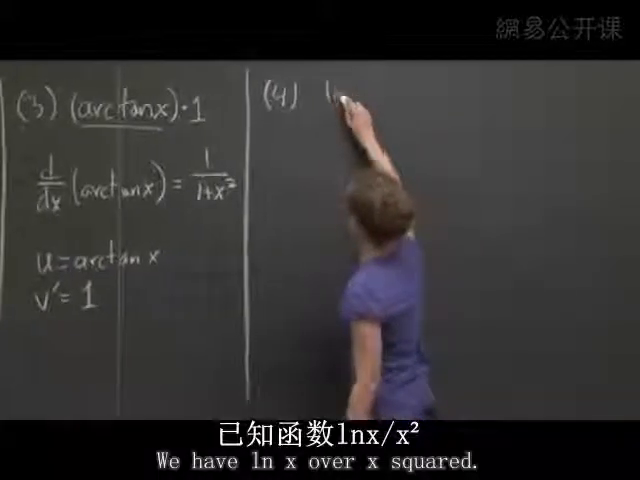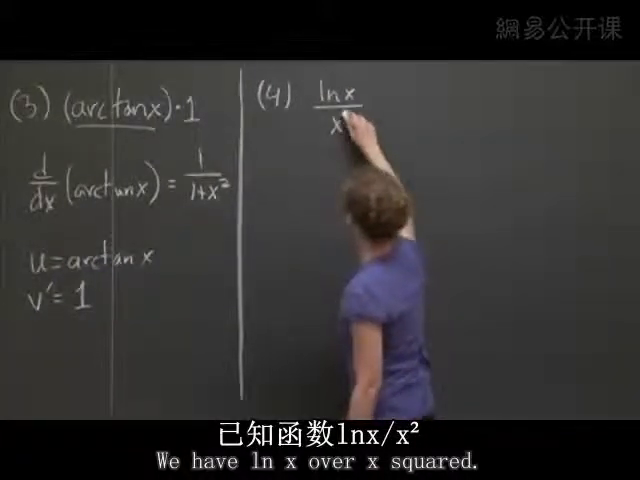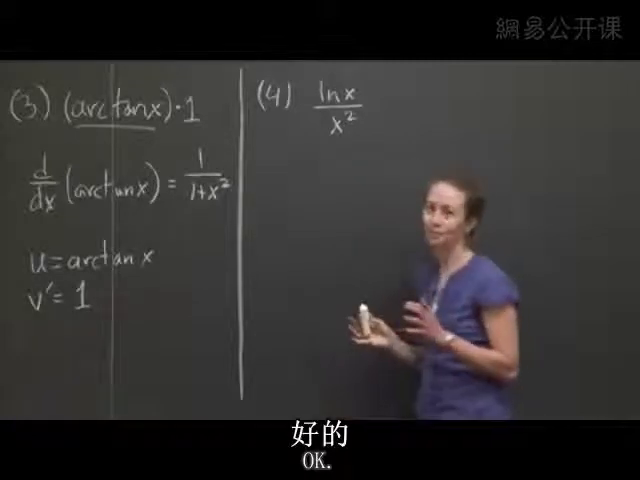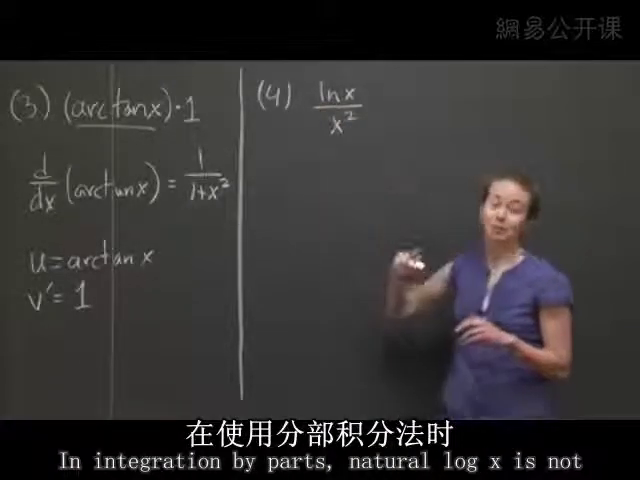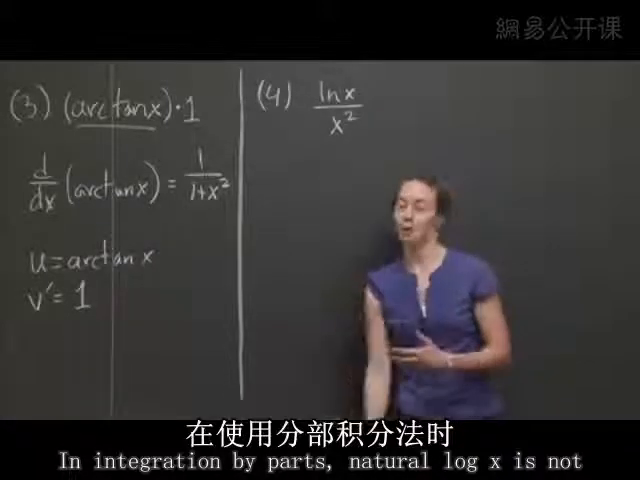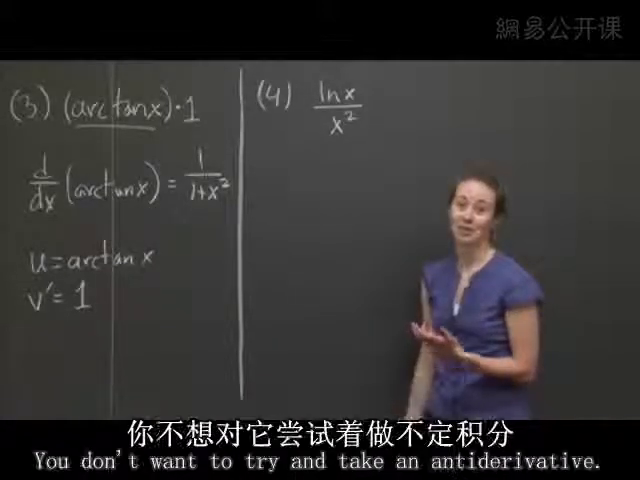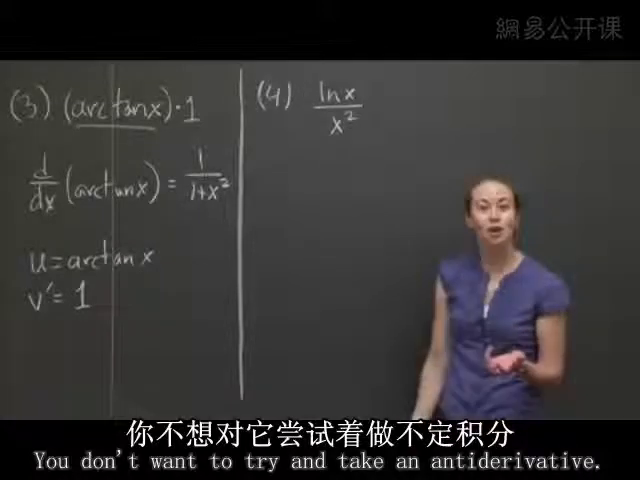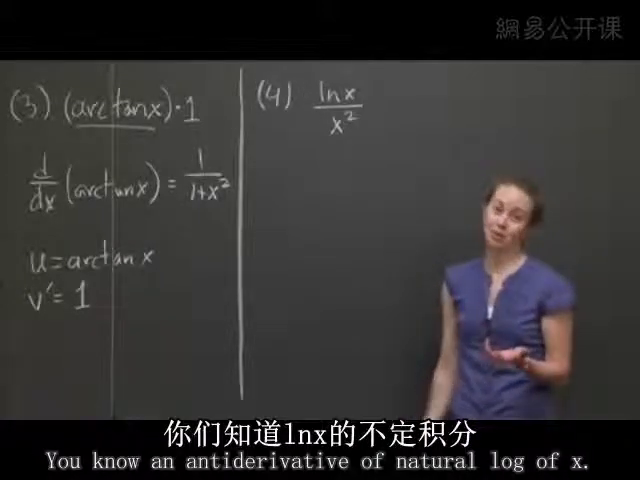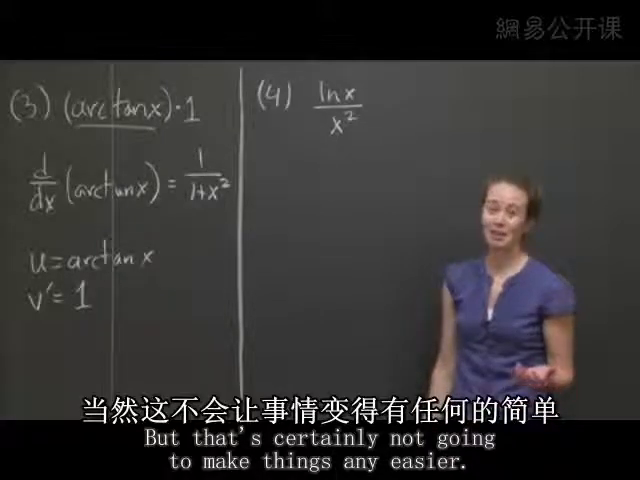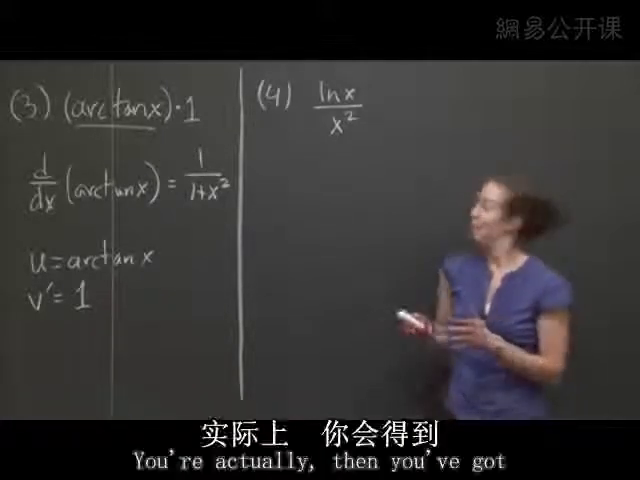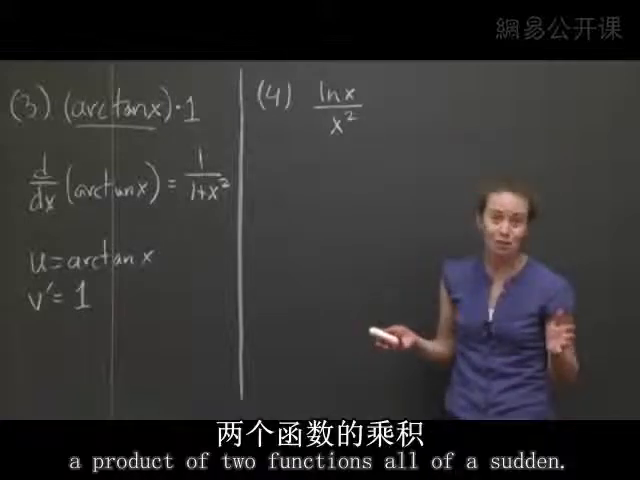We have ln x over x squared. Okay, let me just tell you right now. In integration by parts, natural log x is not something you want to make the v prime. You don't want to try and take an antiderivative. You know an antiderivative of natural log of x: x ln x minus x. But that's certainly not going to make things any easier, right? Then you've got a product of 2 functions all of a sudden.